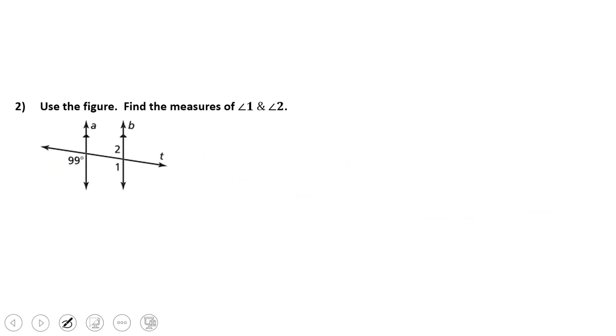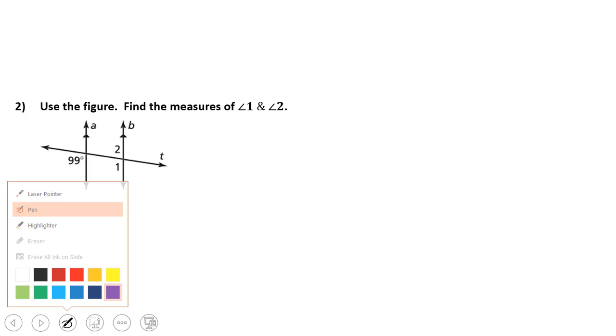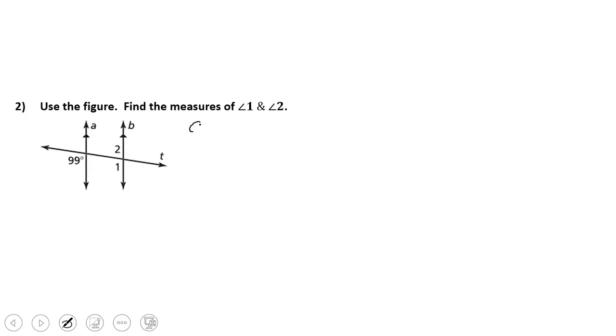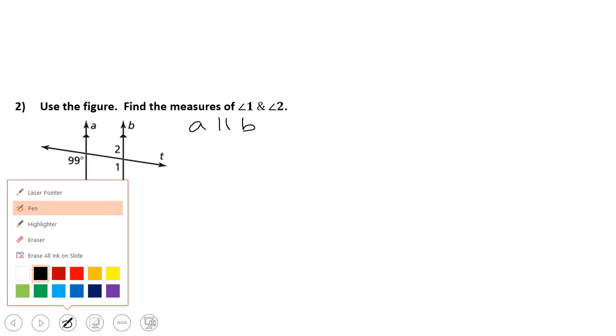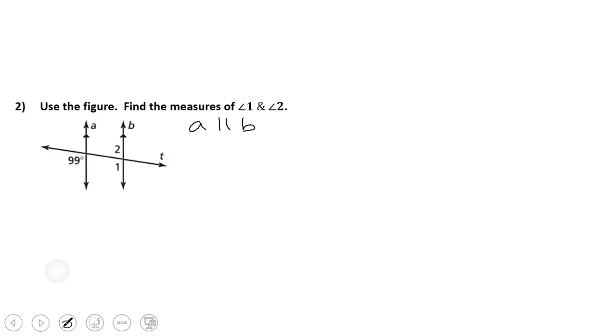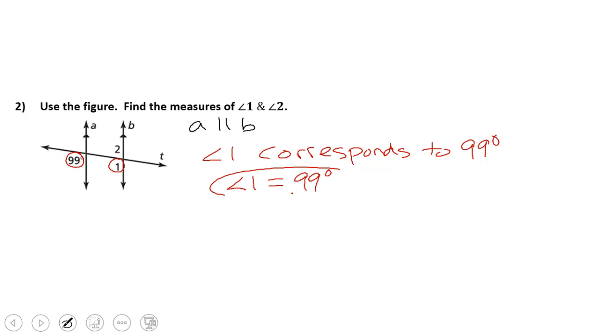Moving on. The same type of figure. Here we have A and B, and we're going to assume that A is parallel to B, cut by transversal T. And we again want to find the measures of angle 1 and 2. And this 99 degree angle corresponds to angle 1. So angle 1 corresponds to 99 degrees. So angle 1 equals 99 degrees because corresponding angles are congruent.